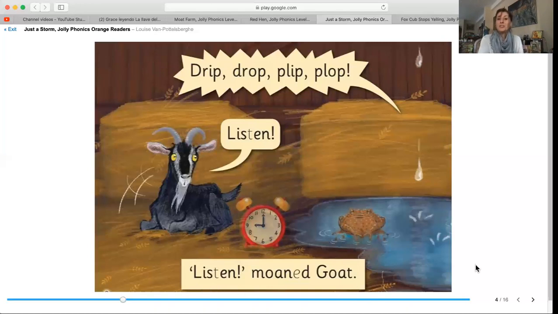Listen, moaned goat. And can you read these words here that are the sounds that these raindrops make when they get into the water? Yes. Drip, drop, clip, plop. Look at her face. How do you think she's feeling? On the alert? She's like, surprised. Oh, a little bit afraid? Let's see what happens.